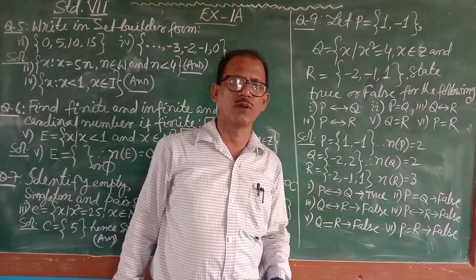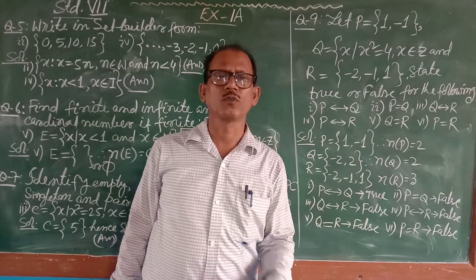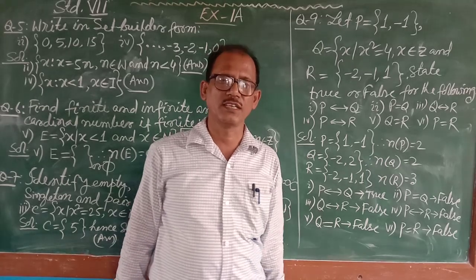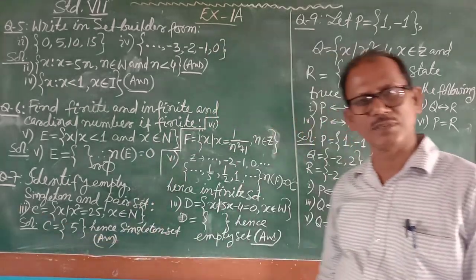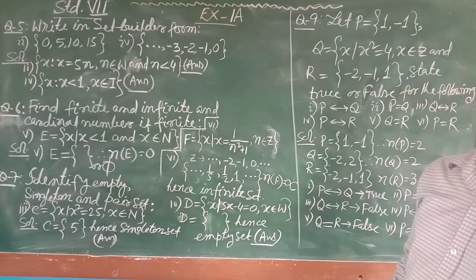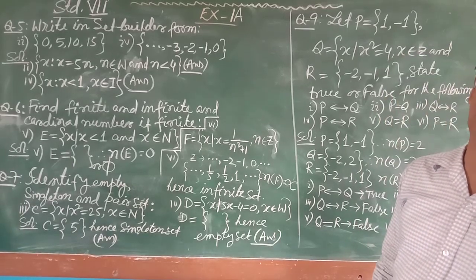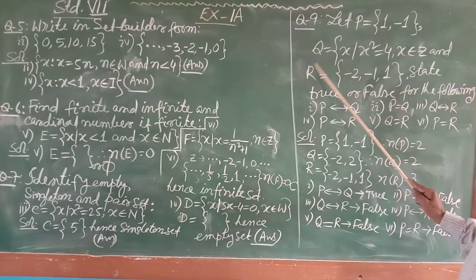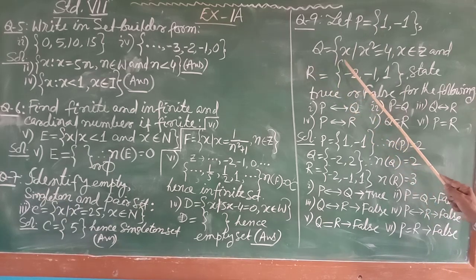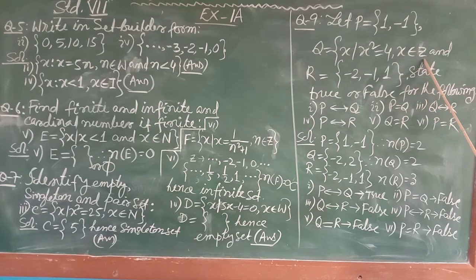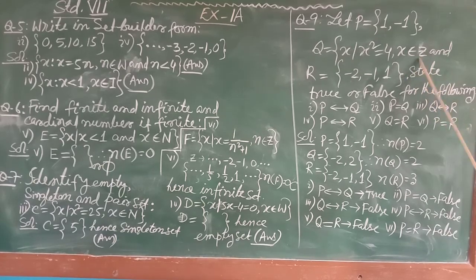For any operation, if you want to find out the cardinal number, or say whether a set is a finite set, an infinite set, or an empty set, you need to convert it into roster form first. Mind it. Here P is given in roster form, but Q is not. See, Q is the set of x such that x square is equal to 4 and x belongs to Z. X belongs to Z means integer.